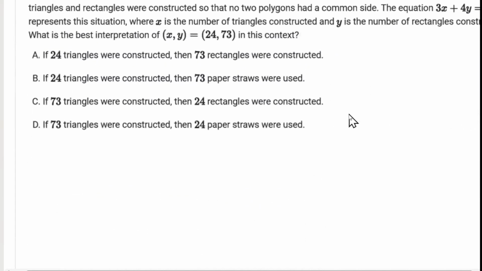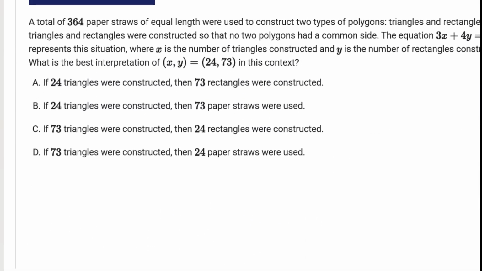We'll move on to number 10 here. A lot of information seemingly given here, but we're really just trying to interpret the meaning of the 24 and the 73. And we can see that the 24 corresponds to x and the 73 corresponds to the y. So all we really need to do is figure out what x and y stand for, and they're given to us in the problem. It says x is the number of triangles constructed.